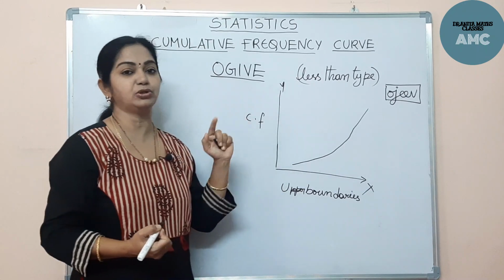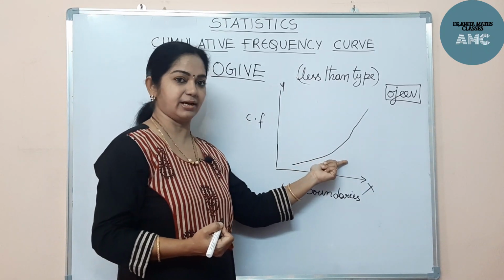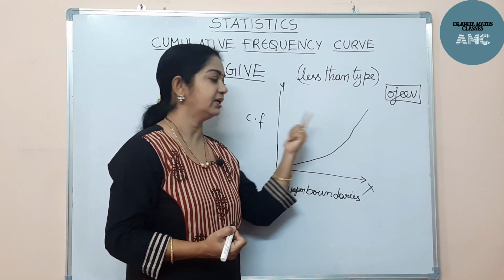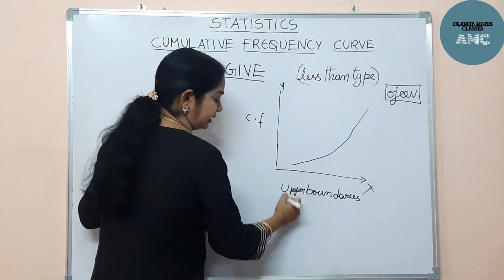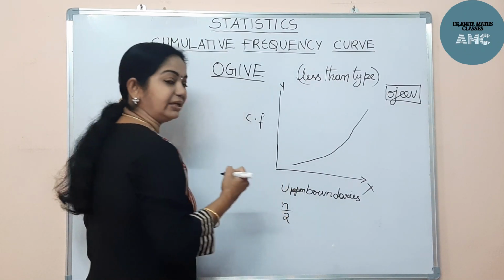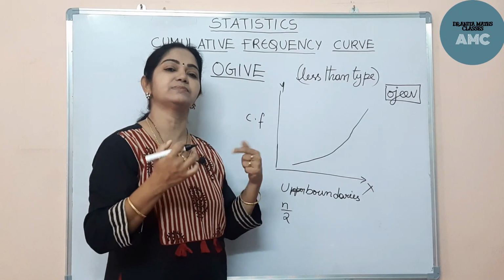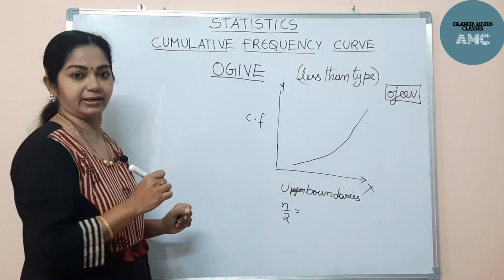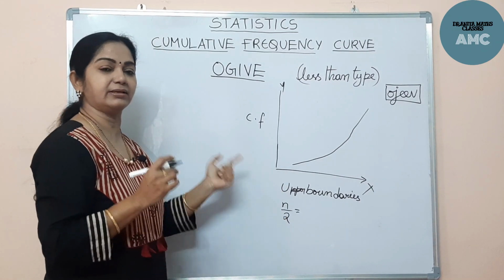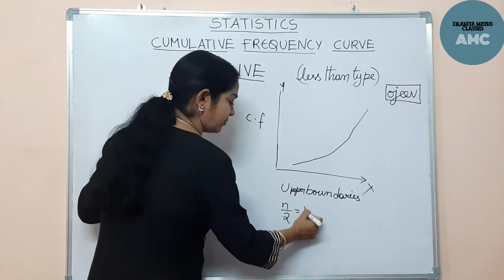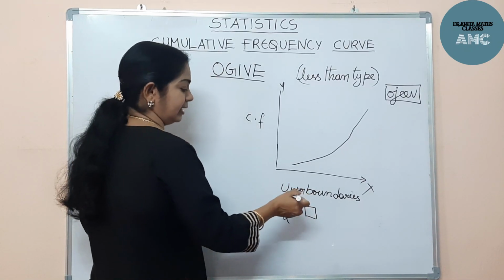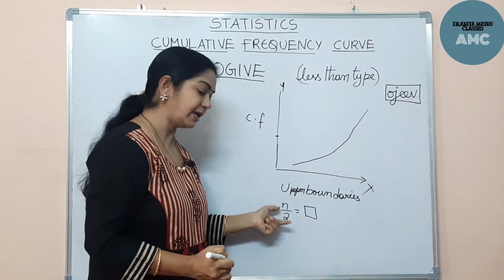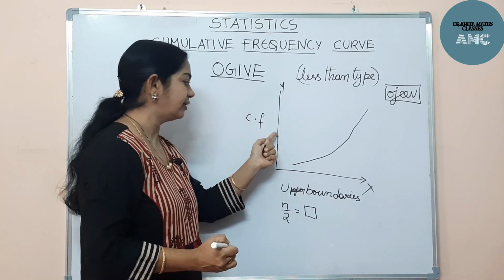To find the median, there are two ways. After plotting the graph of the less than type cumulative frequency curve, or the ogive curve, we take, as we took in the formula of median, the total observations by 2, to locate the median class. That comes to some value, let me suppose 15 or 18. That value of n by 2 we will be plotting on the y-axis.